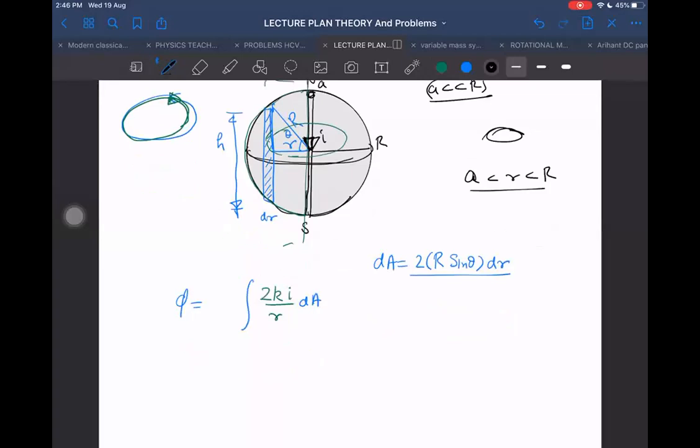So what is L coming out to be? L is coming out to be 2K into dA by R. I will be cancelled here, right? I will be cancelled. Phi upon I is L. 2K is a constant, taken out. Integral of dA divided by R.